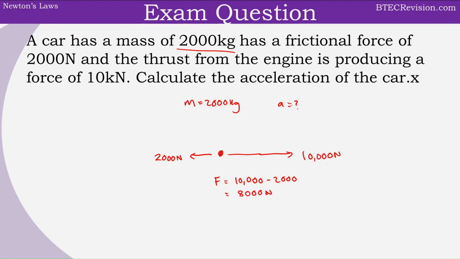The next thing we can do is write down Newton's second law, which is F equals ma. The question is asking for acceleration, so we're going to rearrange this to make a the subject, and that's equal to F divided by m. And this F is the resultant force. That's why we worked out the resultant force first. And that has a value of 8,000 divided by m, which is 2,000 kilograms, and that would give you the acceleration. So calculating that would give us a value of 4 meters per second squared.